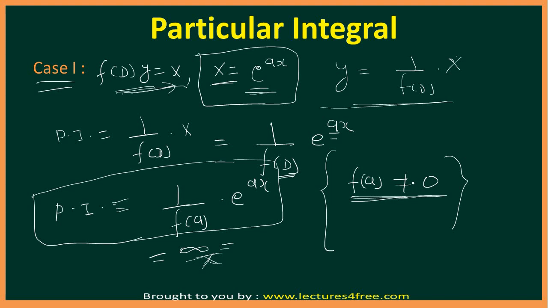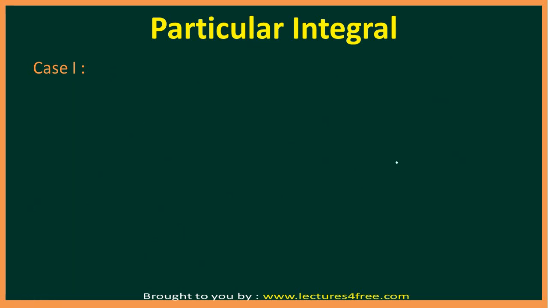But what if f(a) is 0? If f(a) is 0, then our particular integral will be f dash a, meaning we differentiate f(D) one time, and after that we put the value of a in place of D, and here we multiply with x, with e to the power ax.